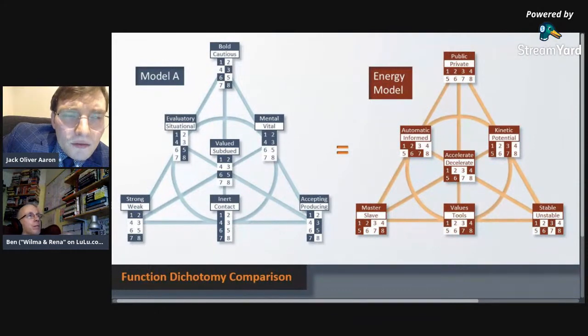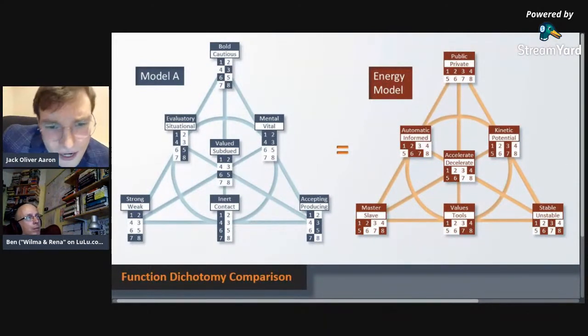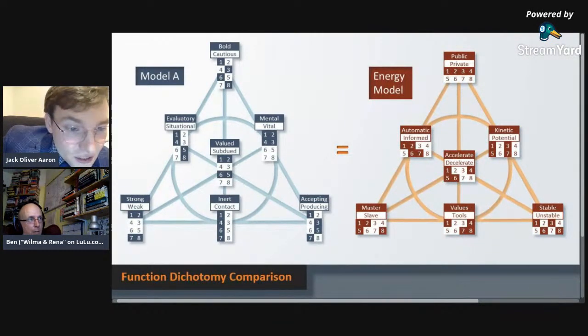Okay. Hang on. So it's going to be saying that the top row, that's going to be extroverted intuition, extroverted logic, extroverted sensation and extroverted ethics. So it basically matches up to bold, cautious, public, and private. Okay. Now, if we go to automatic informed things.